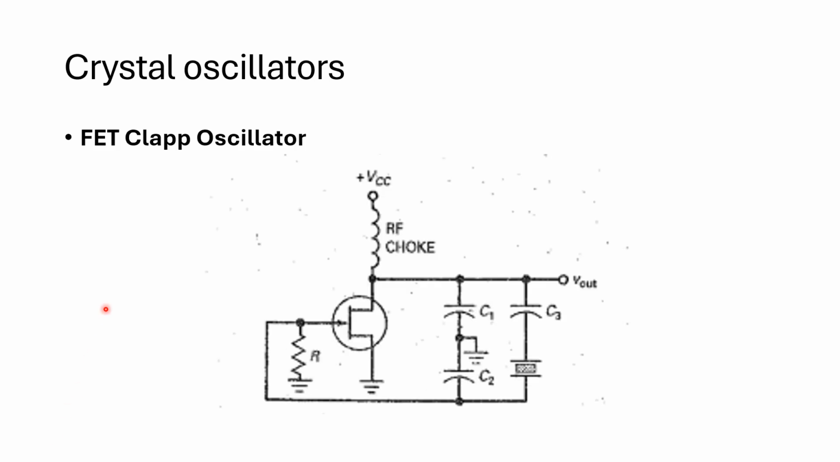Then we have a FET Clapp oscillator. Instead of using inductors here, we make use of a crystal instead. So this is a version of a FET Clapp oscillator.